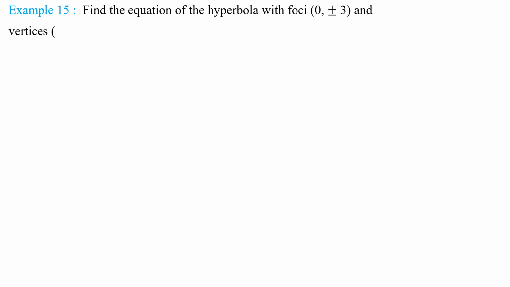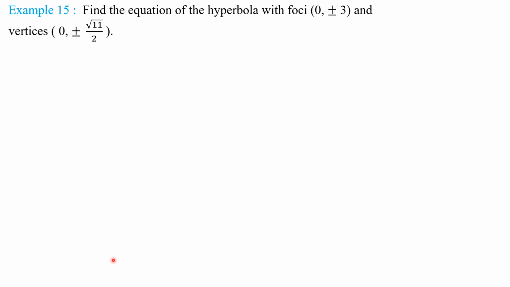Now let us take another example to understand the concepts of hyperbola well. Okay, my children? Find the equation of the hyperbola with foci ordered pair 0, comma plus or minus 3 and vertices ordered pair 0, comma plus or minus root 11 by 2.